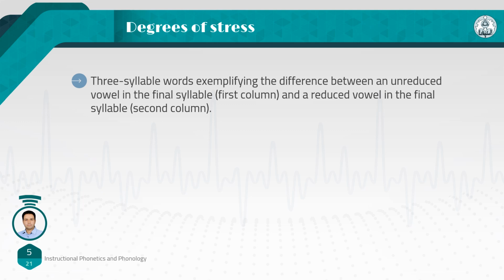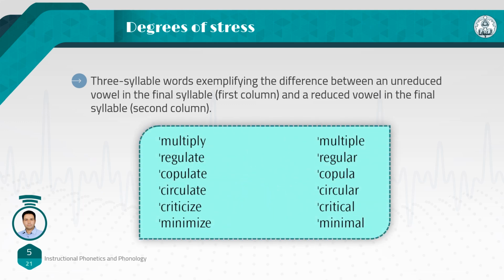Three-syllable words exemplifying the difference between an unreduced vowel in the final syllable and a reduced vowel in the final syllable: first column and second column. The words in both columns have the stress on the first syllable. The words in the first column might seem to have a second weaker stress on the last syllable as well, but this is not so. The words in the first column differ from those in the second column by having a full vowel in the final syllable. For example, we say multiply, multiple. Regulate, regular. Copulate, copular. Circulate, circular.